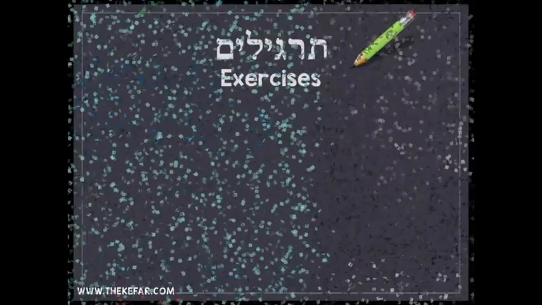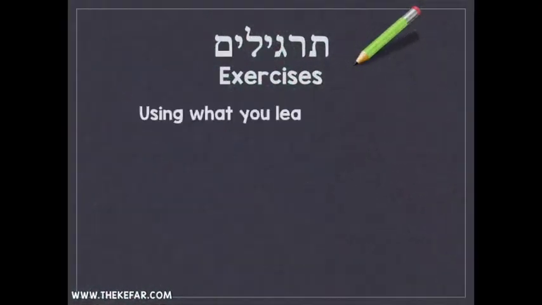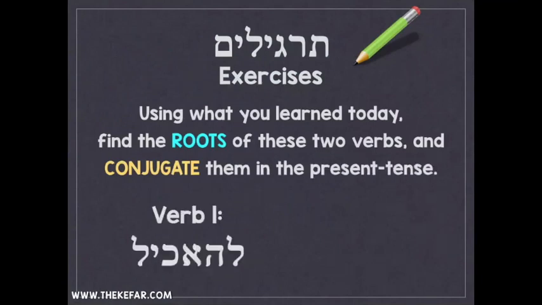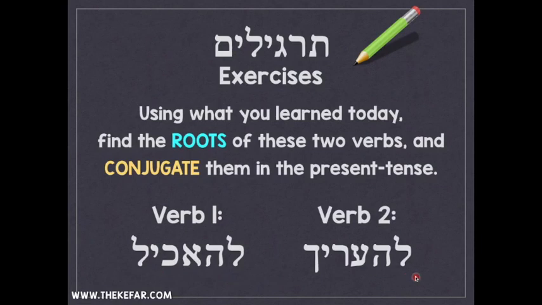So now for your exercise verbs, you're going to use what we learned today, this 4-syllable Hifil verb pattern, to conjugate leha'achil, which is to feed. Leha'achil, there you hear those syllables. And the second verb is leha'arich, which is to evaluate or to value or to appreciate. So leha'achil and leha'arich are your exercise verbs.